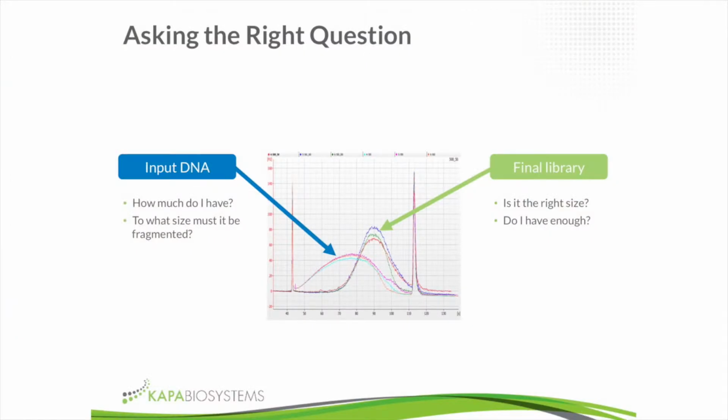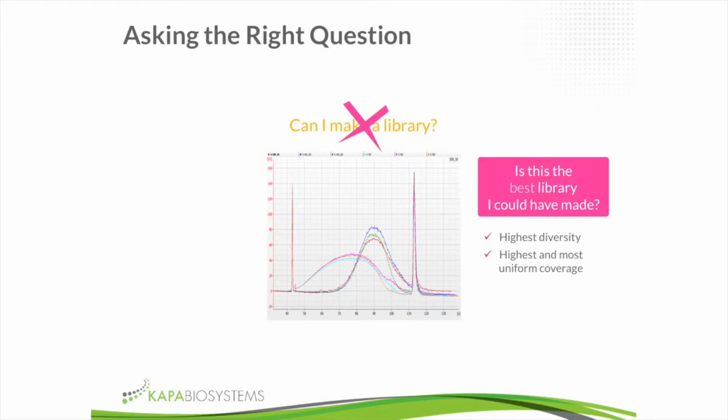People who make libraries every day are generally focused on input and output. And so for them, the primary question is whether or not they can make a library with their available material that is appropriate for their sequencing application. What we came to understand is that it's not about whether or not you can make a library, but how do you know that you made the best possible library from the available material? In other words, is your library the most diverse, and does it yield the highest and most uniform coverage?